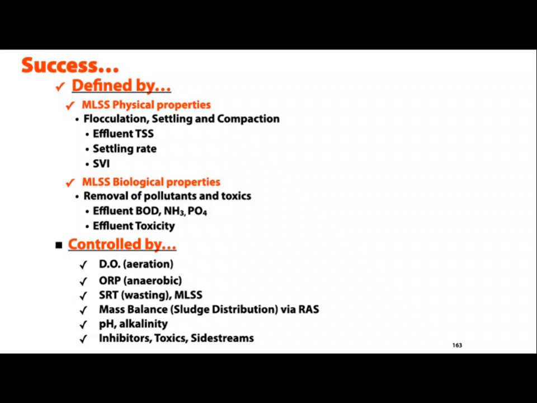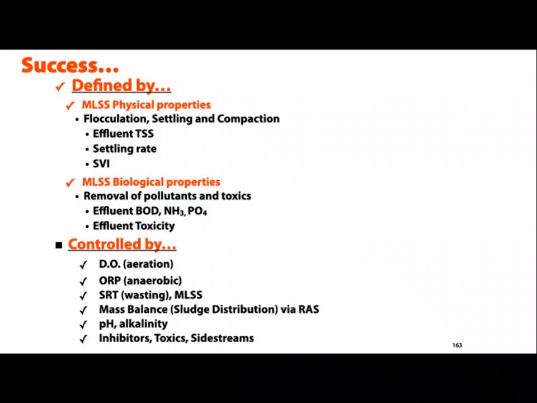Then I have to check the box on the biological properties, which removes the BOD, the carbon, the nitrogen, and the phosphorus, and produces an effluent that's non-toxic. That's all biological conversion. That's the biological competence that we spend a lot of the day trying to get full understanding of. And how do we control that? We control it by maintaining our dissolved oxygen.